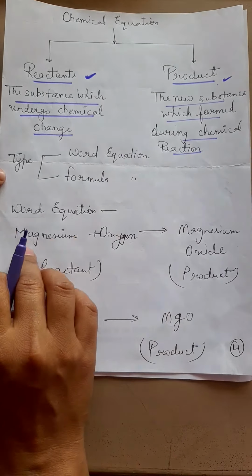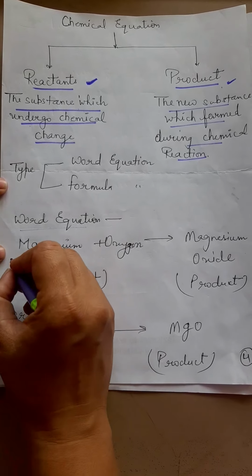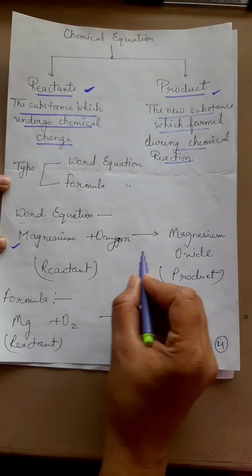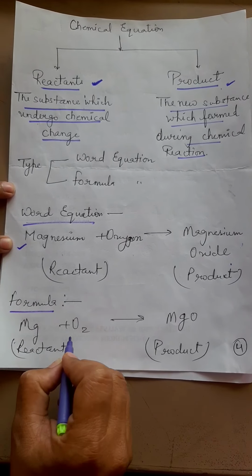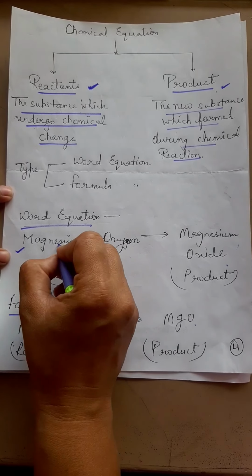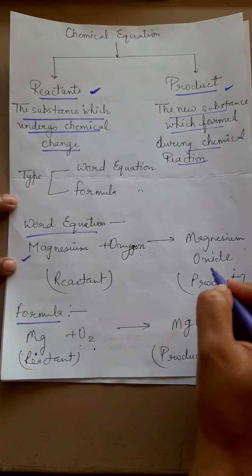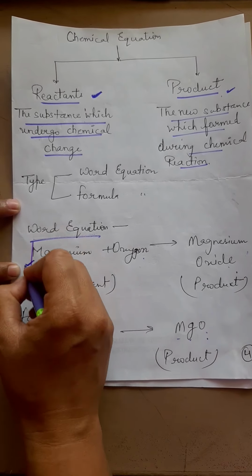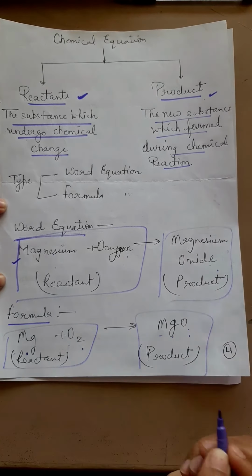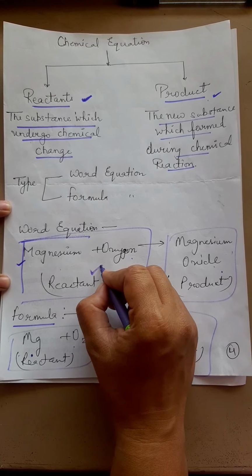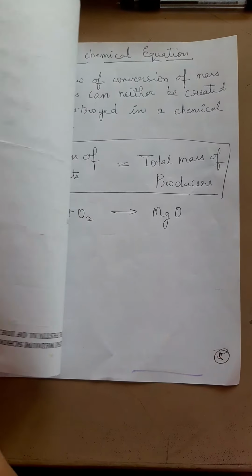Two types of equations are there: word equation and formula equation. Word equation, here I have taken one example: magnesium plus oxygen gives magnesium oxide. This is a word equation. And the formula: Mg plus O2 gives MgO. Magnesium is written with the symbol Mg, oxygen as O2, magnesium oxide as MgO. The first two are the reactants and the last is the product. Understood? The substances in which the reaction is going on are reactants. What we get after the reaction is the product.